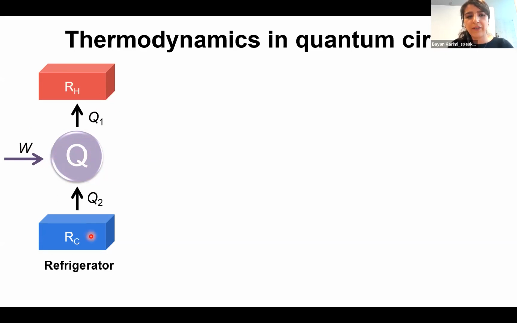the work can be reversed. It means that the heat can be extracted from the cold bath to the hot bath, and it works as a refrigerator. Or another concept, which is very usual in thermodynamics, is about heat engines. It means that usually the heat goes from the hot to the cold, and on the way, the quantum system can apply work to the environment. These are the usual concepts in quantum circuits in general.